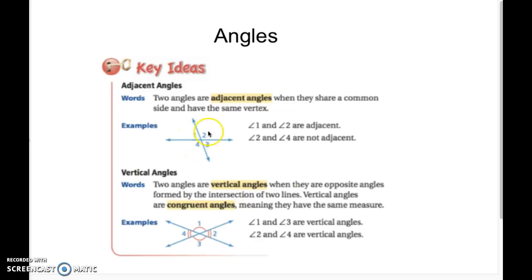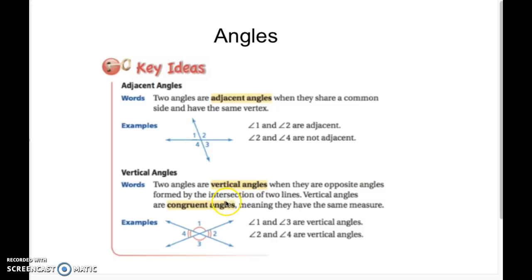We could say 1 and 2 are adjacent because you see they share this side. We could say 2 and 3 are adjacent. They share the side right here. 3 and 4 are adjacent. Here's the side they share. And 4 and 1 are adjacent. Here's the side they share. And we can see they all share the same vertex. So the vertex is where all the lines meet at a point.